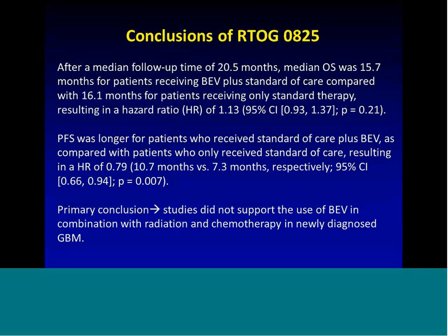There's been a retrospective analysis done by Dr. Reardon, which did show that people kept on bevacizumab longer had a better prognosis. But that was a retrospective analysis. The prospective analysis is happening now. So right now, the primary conclusion is that you can't support the use of bev in vaccine patients.